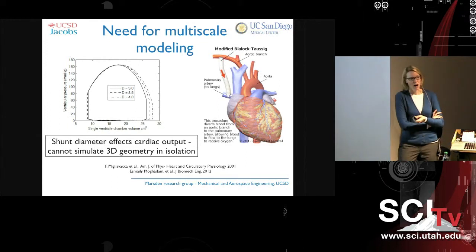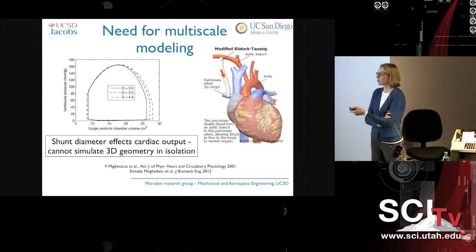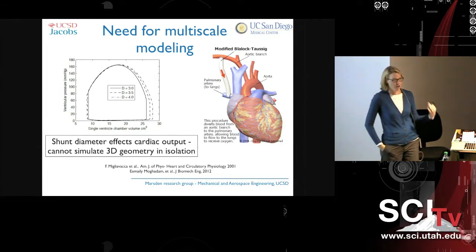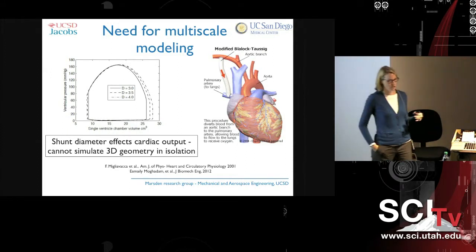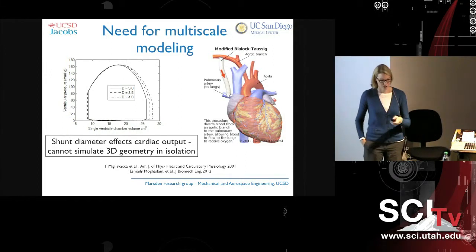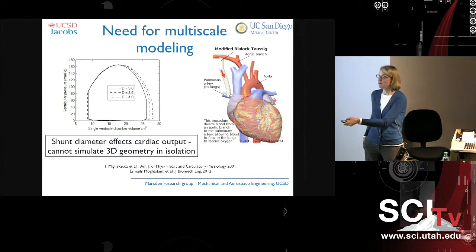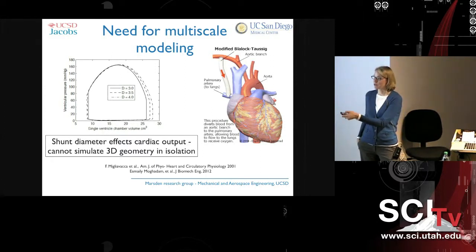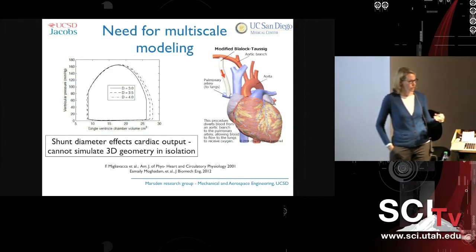Now clinically what happens is if the surgeon goes in and puts in a different sized shunt, the dynamics are such that it actually changes the cardiac output of the patient. And so this is an example of pressure volume loops produced from our model with 3 different diameter shunts. And so you can see that the work done by the heart has changed with these 3 different shunts.